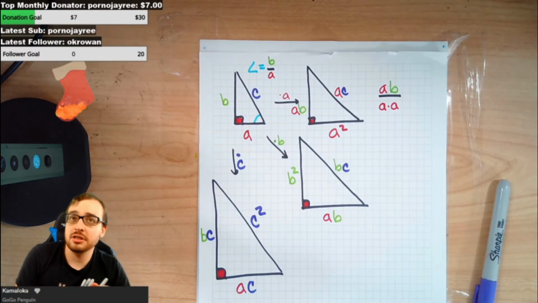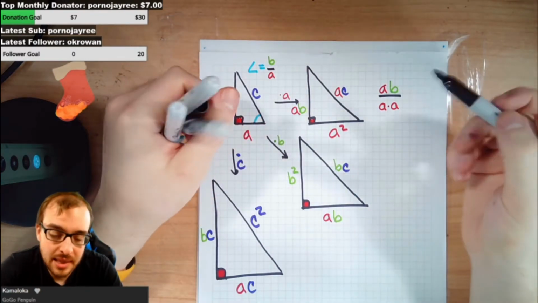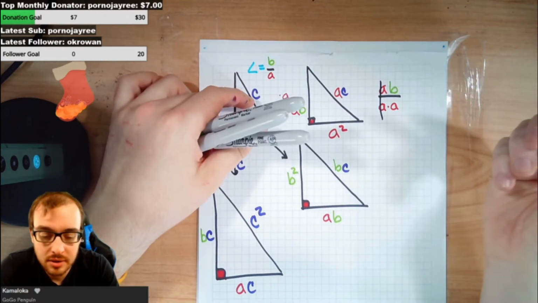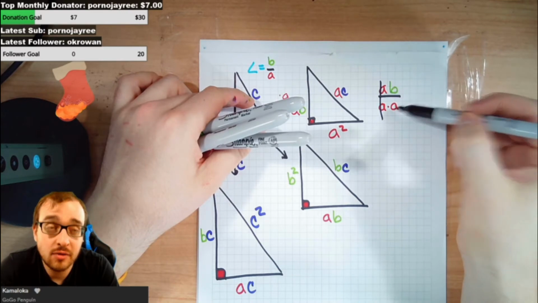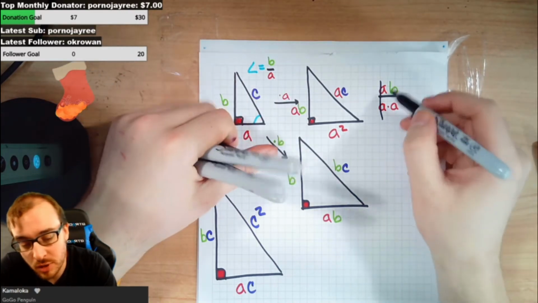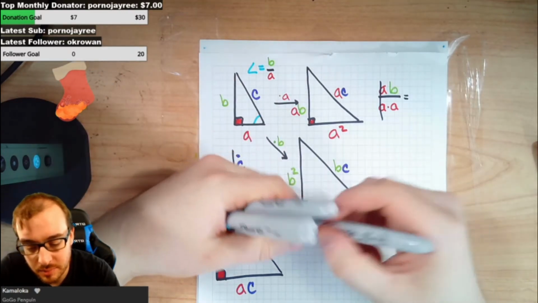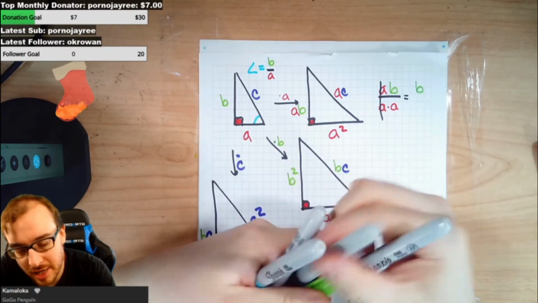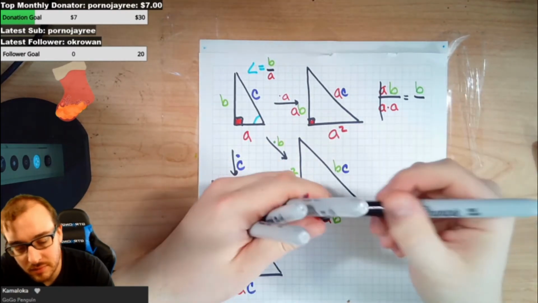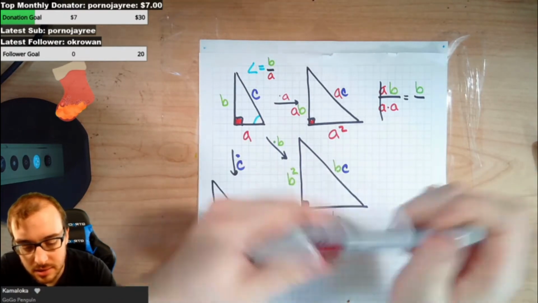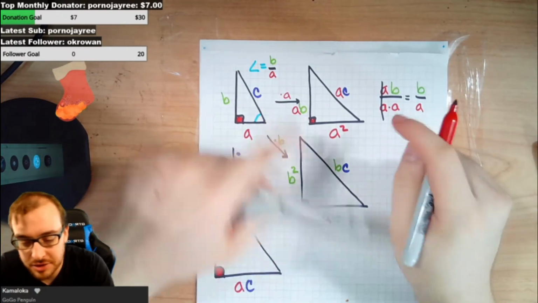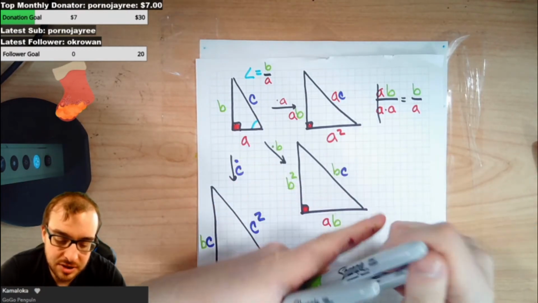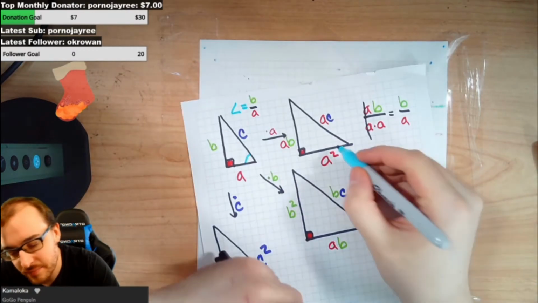This is all multiplication and division, so we can do it in any order we want. This is a divided by a. Anything divided by itself is 1. And 1 times b over a. 1 times anything is itself, so 1 times b over a is just b over a. And so after doing a little bit of calculation, we can see that this slope is b over a for this angle, and this slope is also b over a, which means these two angles are in fact the same.